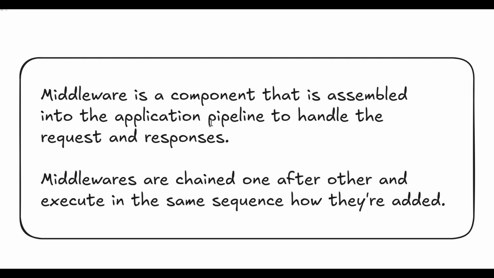So the request we send to one middleware will be handled in that middleware. Then it will be passed to the chained next middleware and so on. So the order of the middleware will be decided by how we added them into the application pipeline.